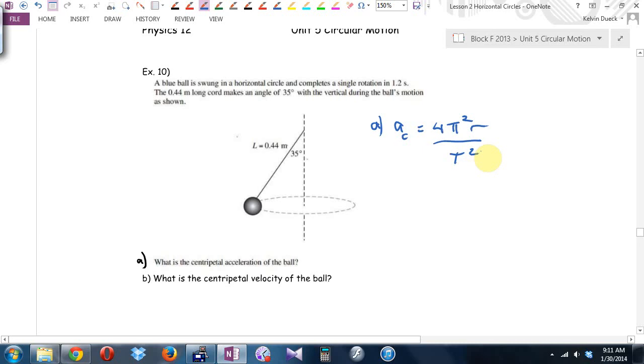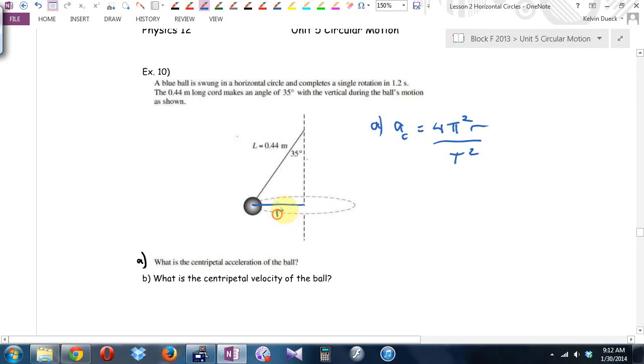I know the 4, I know pi squared. Do I know the period? T squared, yeah. Do I know the radius? It's not 0.44. Do I know the radius? No. But hey, look at my picture.